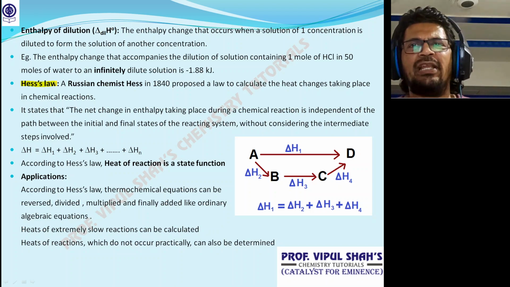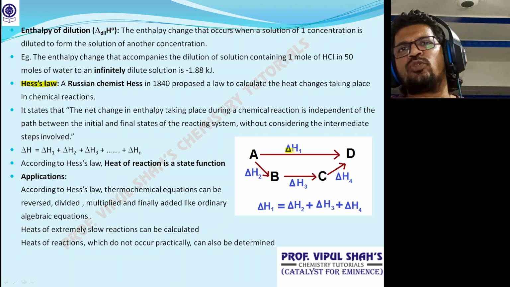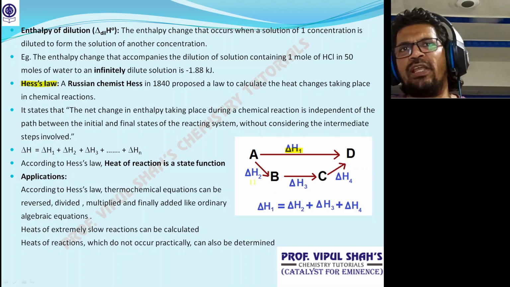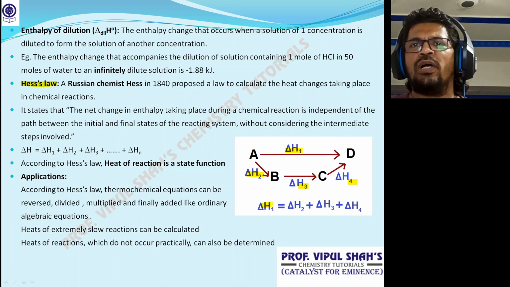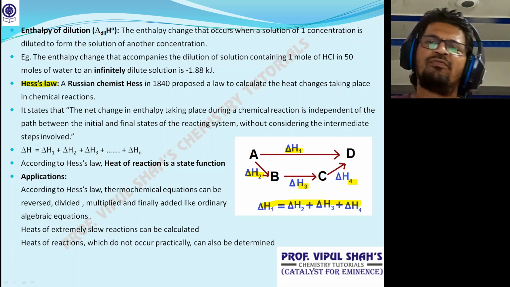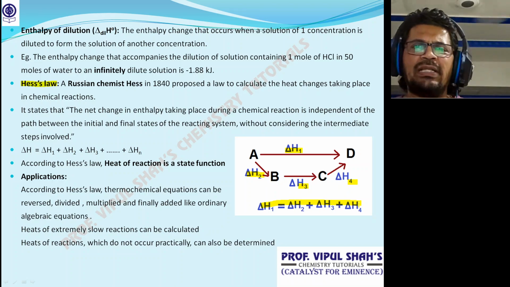So whether I take the reaction directly, see the diagram, A to D in only one step, that's delta H1, or I take A to D with delta H2, delta H3, or delta H4. If I add all of them, that's the final expression: delta H1 will be equal to delta H2 plus delta H3 plus delta H4. So in however many steps there are, finally the enthalpy change will remain the same.